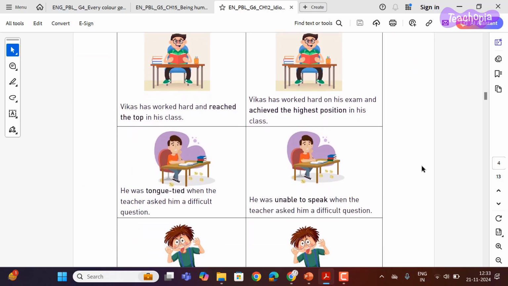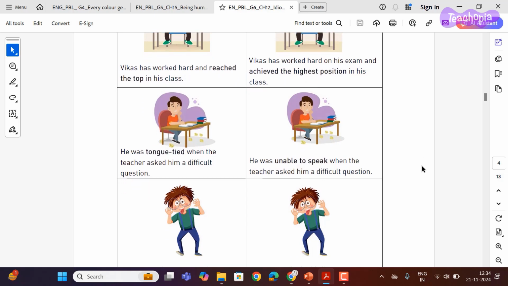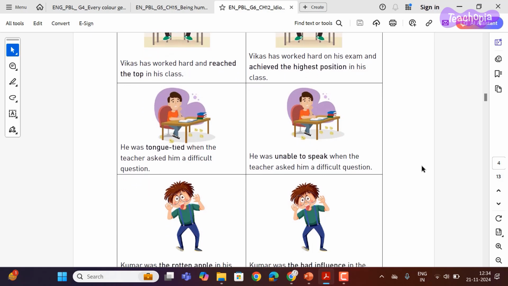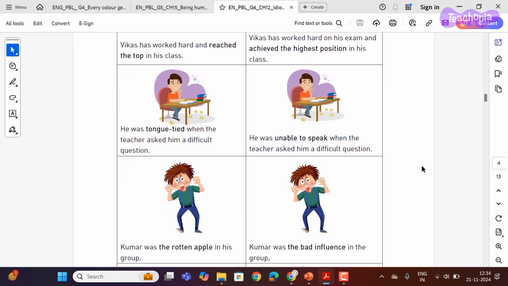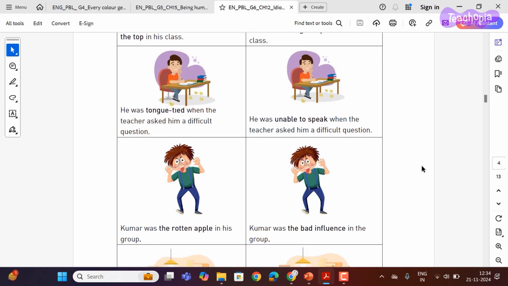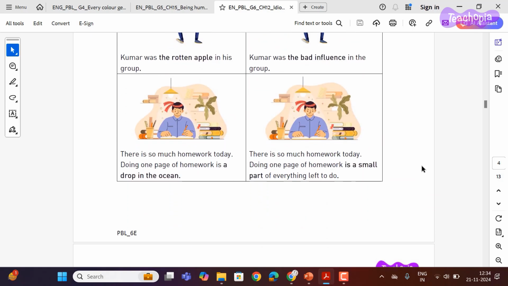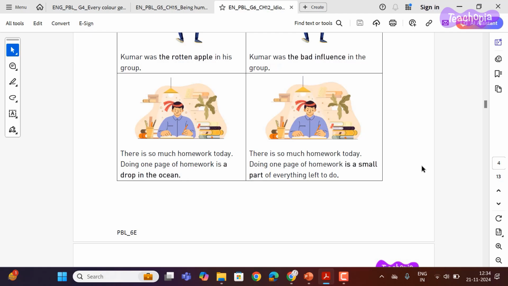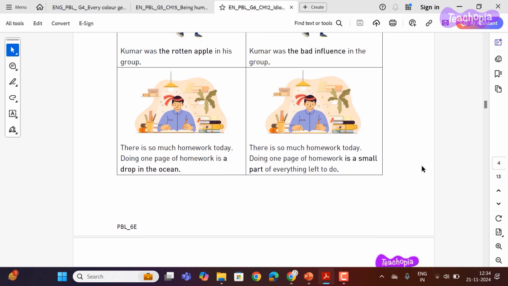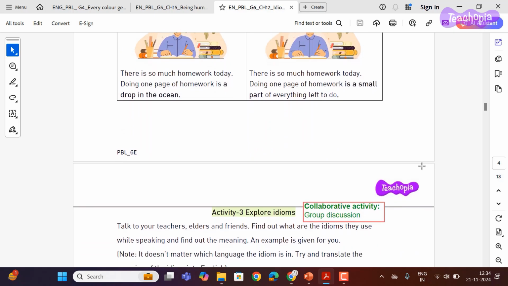He was tongue-tied when the teacher asked him a difficult question, meaning he was unable to speak when the teacher asked him a difficult question. There is so much homework today. Doing one page of homework is a drop in the ocean. Doing one page of homework is a small part of everything left to do.